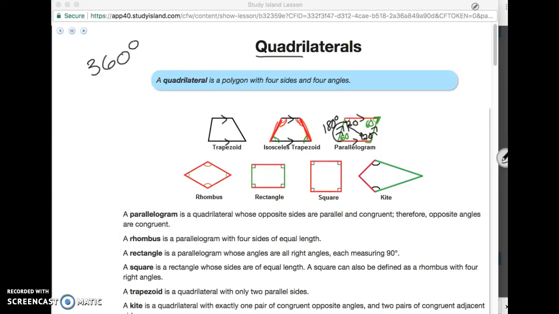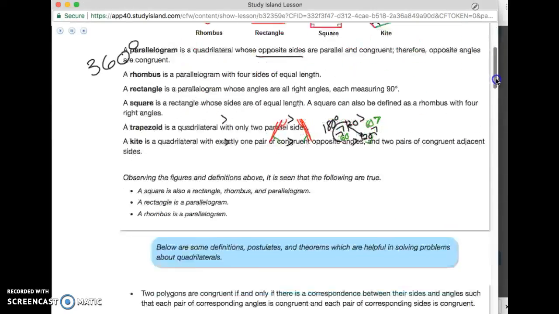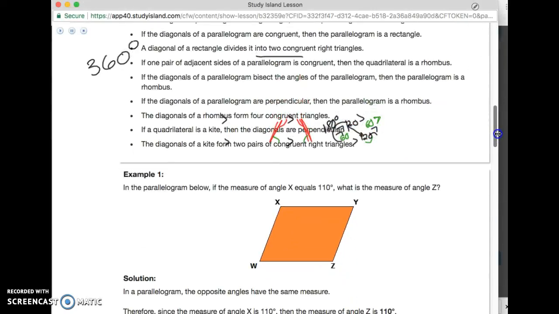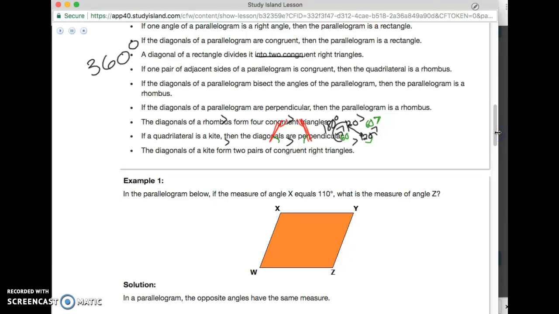And as I mentioned before, take some time to read through all these properties. I'm not going to use your time on a video to do that. But I do want to look at example 1. In the parallelogram below, the measure of angle x equals 110 degrees. So what is the measure of angle z? This one down here. Well, we just talked about that. Opposite angles are equal or congruent, and so they would both be 110 degrees.